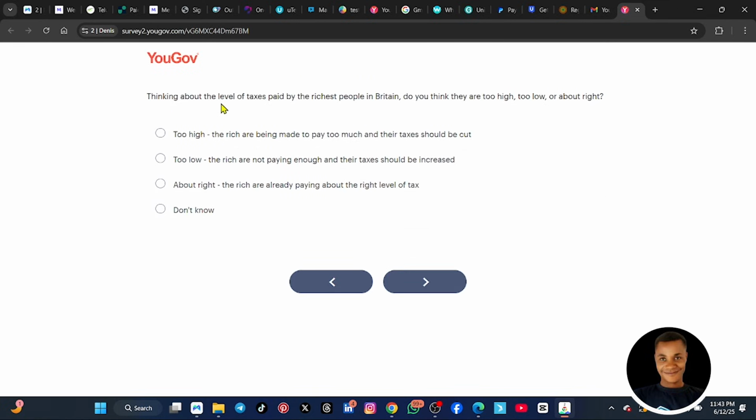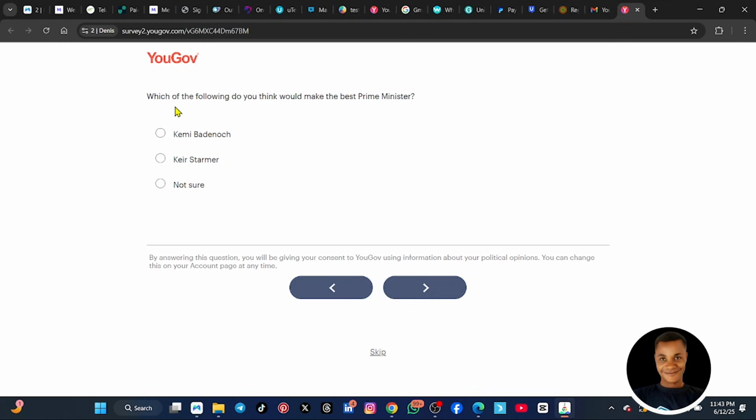And then thinking about the level of taxation paid by the richest people in Britain, do you think they are too high? They are not too high, they are too low. They should increase. The people who have money should pay more tax. That's in my own opinion, right? Whether selfish or not, that's my own opinion. Which of the following do you think will make the best prime minister? I don't know any of this, but I'll just choose this and then click on okay.